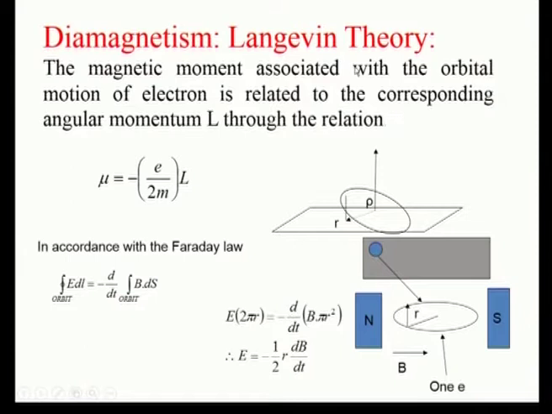Diamagnetism, Langevin theory. The magnetic moment associated with the orbital motion of electron is related to the corresponding angular momentum L through the relation. So, we start from this definition to go for some mathematical derivation of this theory. That is, the angular momentum L multiplied by -e/2m gives rise to the magnetic moment, or μ = -(e/m)L.